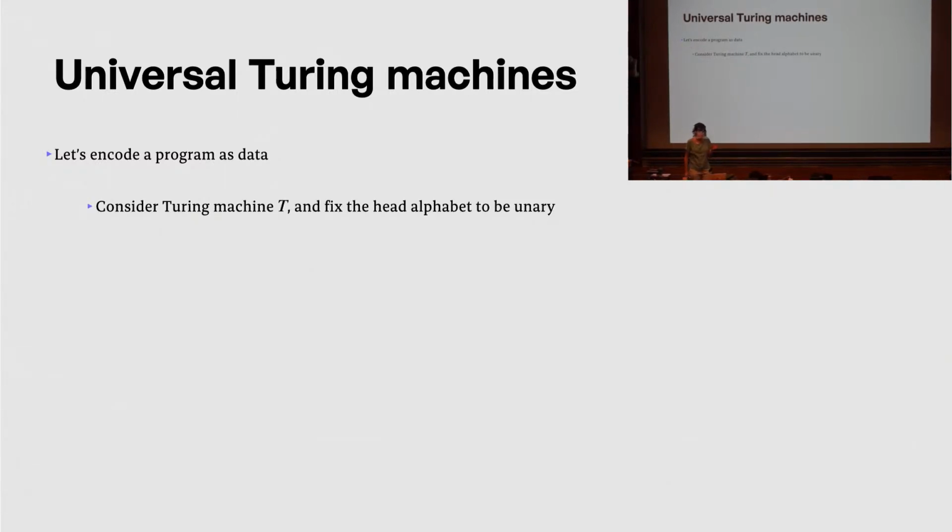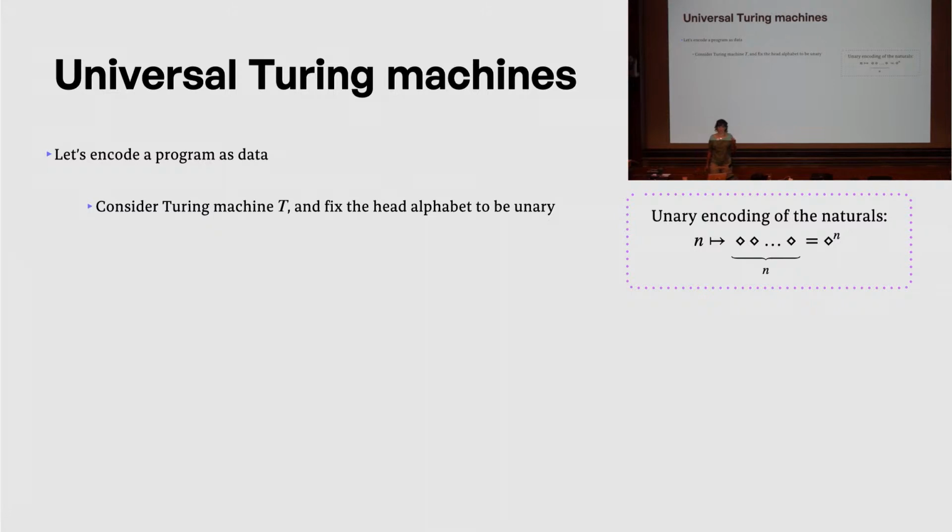Consider a Turing machine T and fix the head alphabet to be unary. I define this here. If you have a single symbol, like a diamond, what's the only thing that you can do with it? You can use many copies of this symbol. It's as if you had a tally mark. All you can do is put very many of those and count this way. So in particular, the natural number n is encoded as n copies of that symbol. This is denoted by diamond to the n, which just means concatenation n times. Identify left with 1 and right with 2.